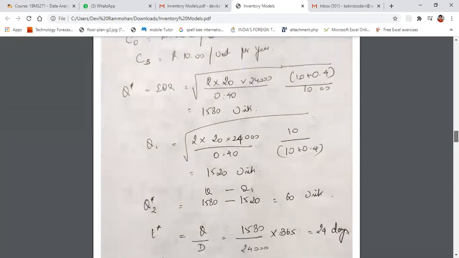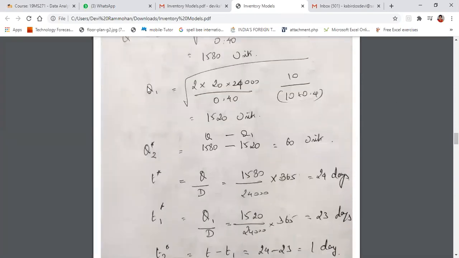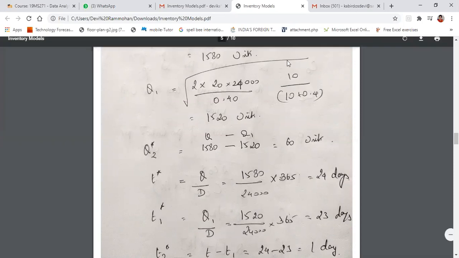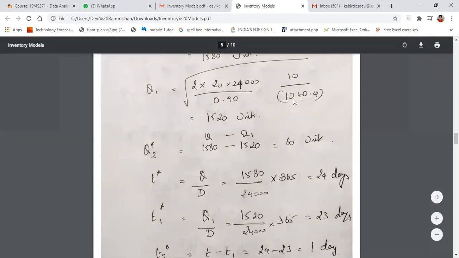Next, I'm going to find out Q1. So Q1 is 2 into 20, the same part, 2 into C naught into annual demand divided by CC, and here it is inverted. So CS goes up, CS divided by CS plus CC. So you get 1,520. So Q2 is very easy. Q minus Q1, you will get 60 units.